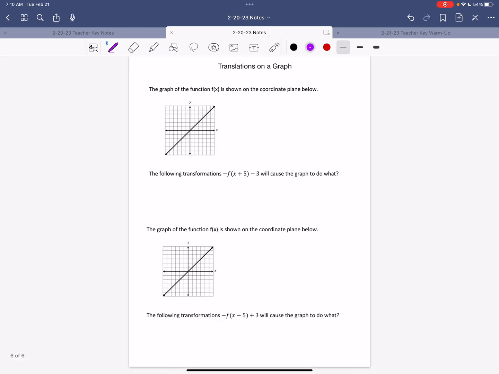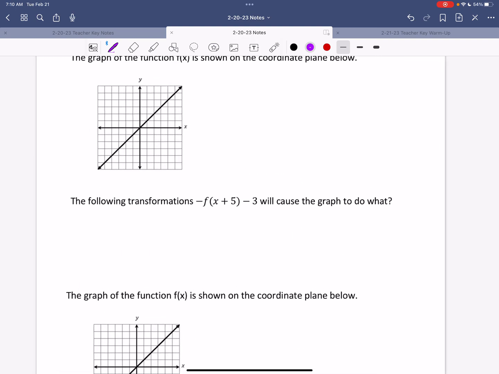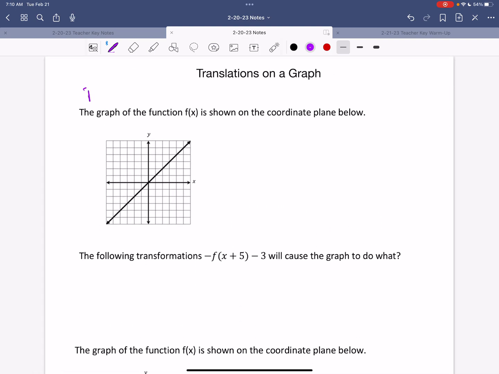Now, the last page, okay? What you're going to do here is you're going to just tell me translations, okay? What's happening? Now, remember, if it's in parentheses, this is left or right, one or the other. If not, no parentheses, it is just up and down.